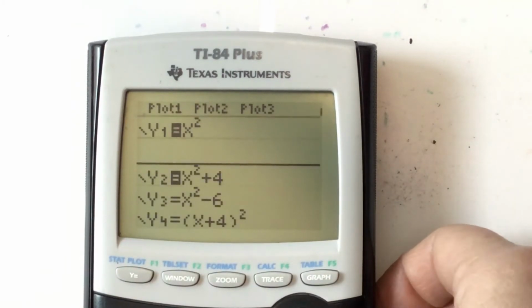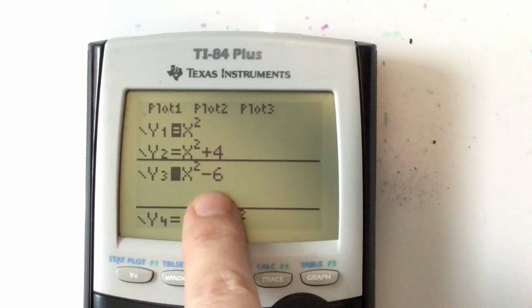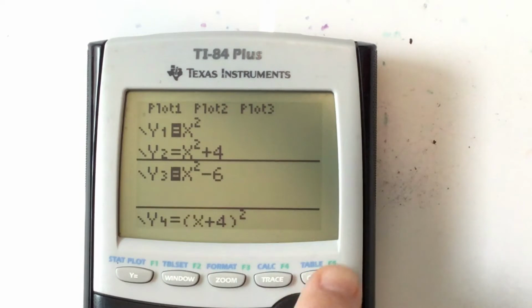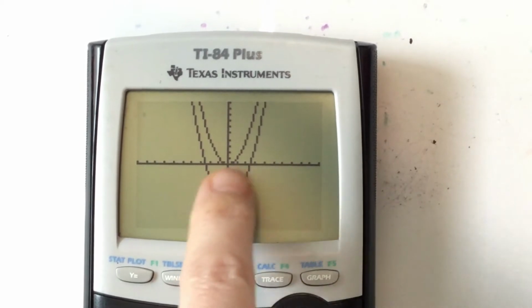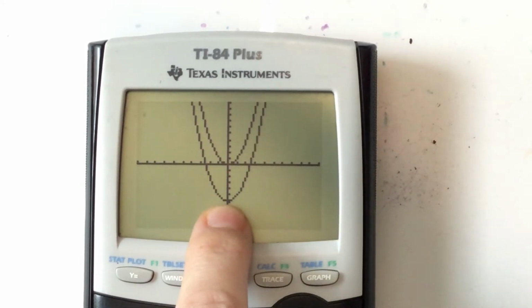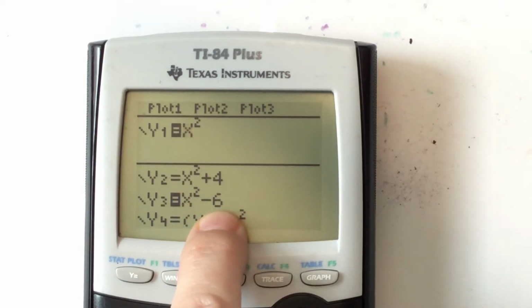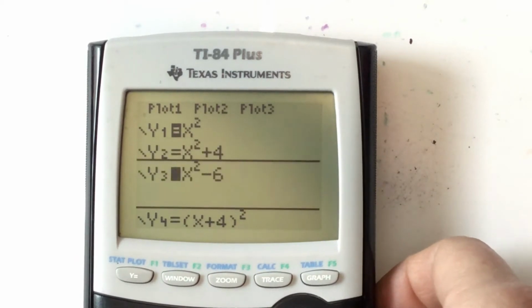Okay, let's look at the next one. The next one has a minus 6 in the back. What do you think that's going to do? Well, let's see. Here's our parent, and the minus 6 made the vertex go down 6. Okay, so plus 4 in the back makes it go up 4, minus 6 in the back makes it go down 6.